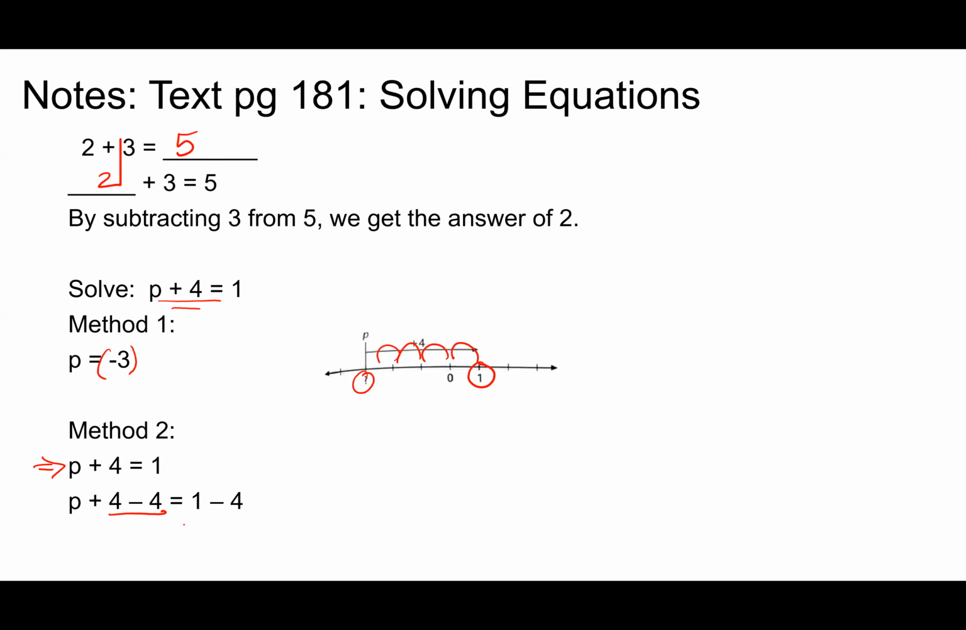What is it? It's still -3. Hasn't changed at all. Yeah. But so now I've gotten P by itself by getting rid of that 4, and I have the right answer over here on the right.